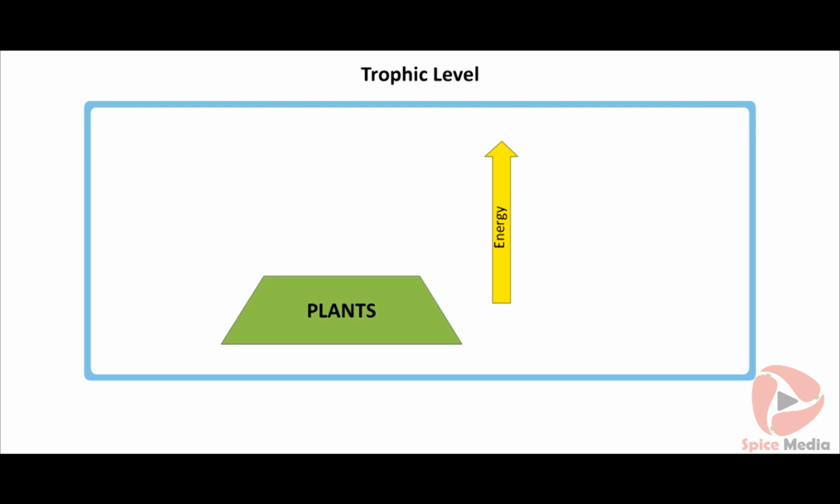The first trophic level is of producers, the second trophic level is of herbivores, the third trophic level is of carnivores, otherwise called as predators. The fourth trophic level is of the top carnivores or top predators.